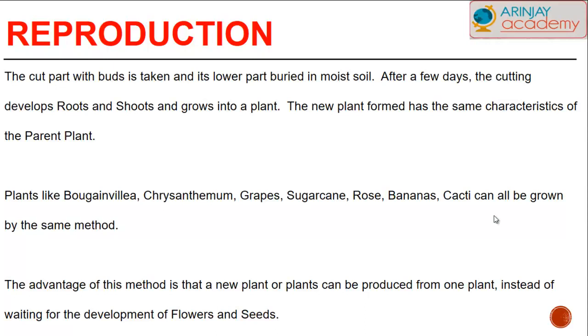Plants like bougainvillea, chrysanthemum, grapes, sugarcane, rose, bananas, cacti can all be grown by the same method. The advantage of this method is that a new plant or plants can be produced from one plant instead of waiting for the development of flowers and seeds.